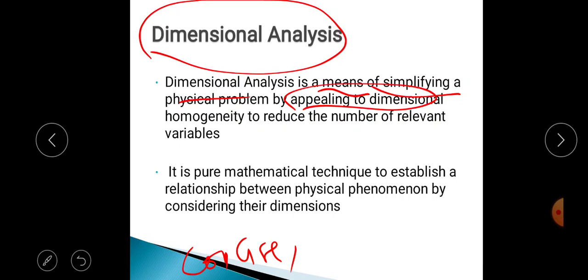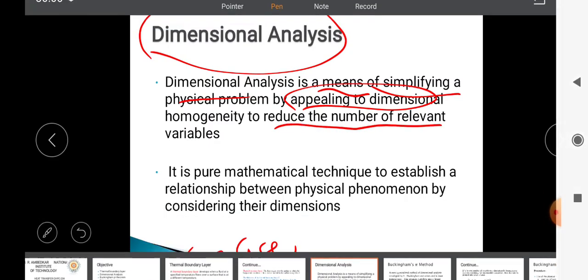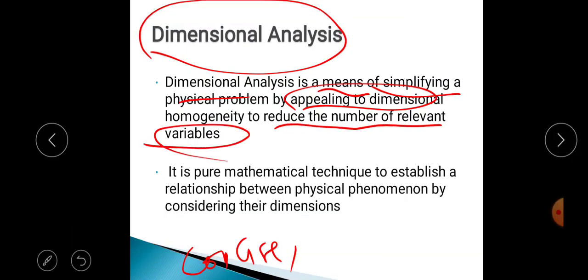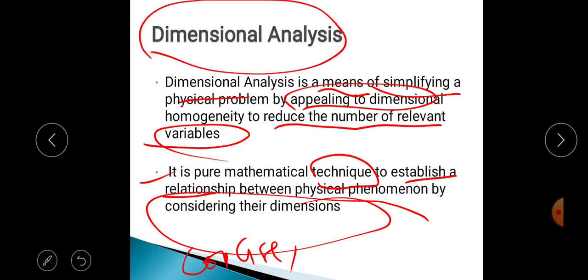So dimensional analysis is a means of simplifying a physical problem by appealing to dimensional homogeneity. Why? To reduce the number of relevant variables. As I have told earlier also, we always try to reduce the number of relevant variables. And one more thing is that this is a pure mathematical technique, and it is to establish a relationship between physical phenomena by considering their dimensions. We consider their dimensions and we establish a physical relationship. So this is dimensional analysis.